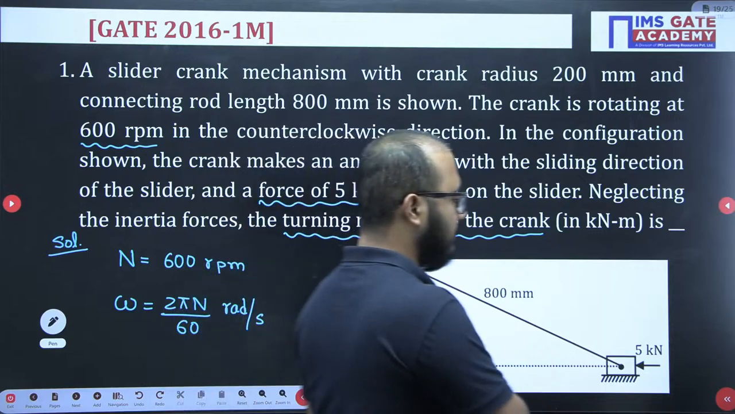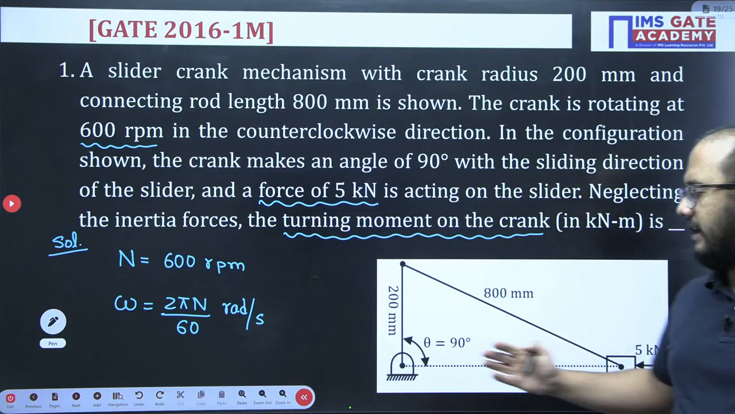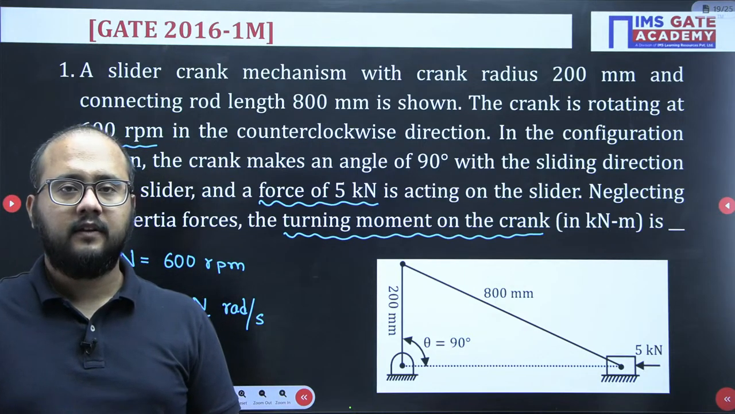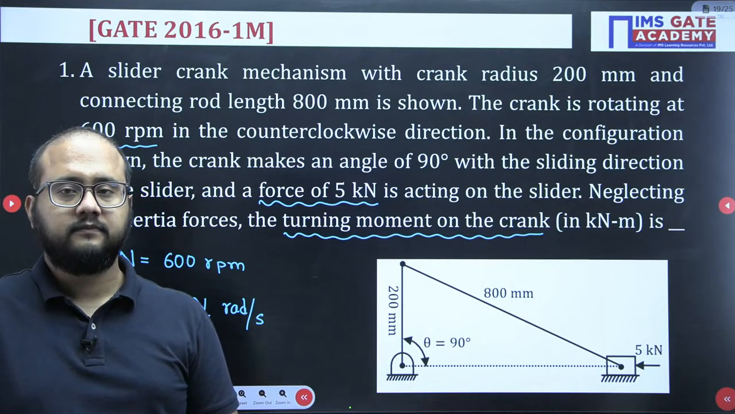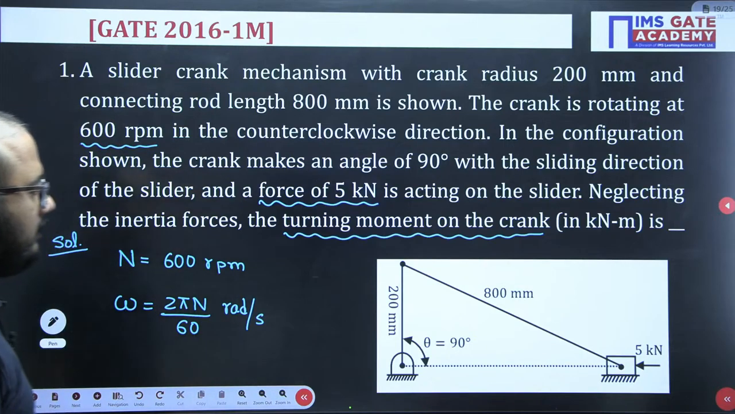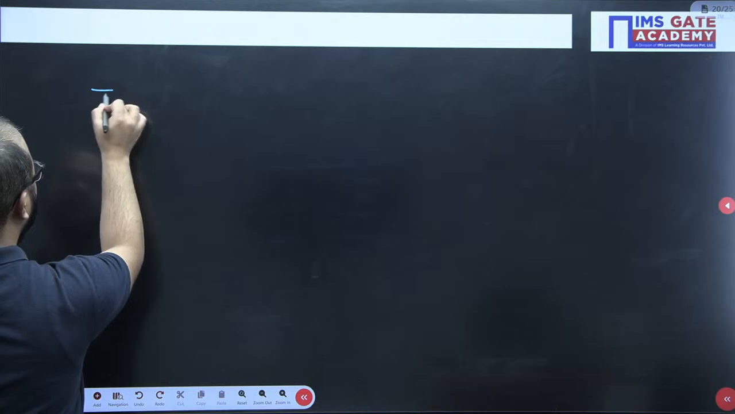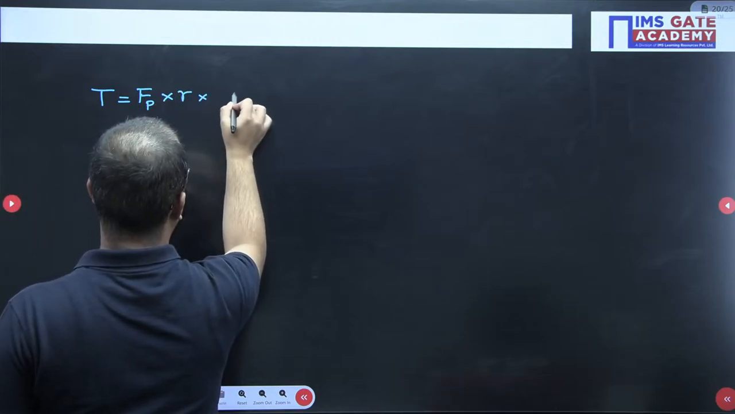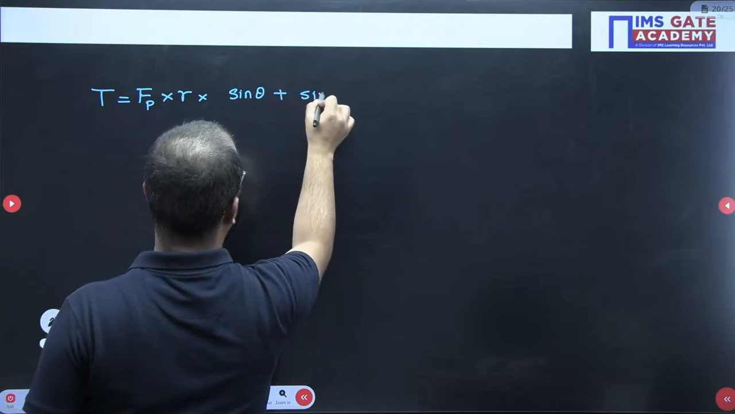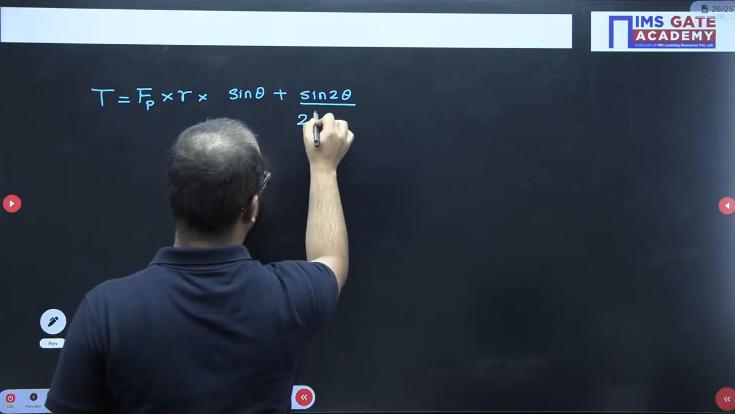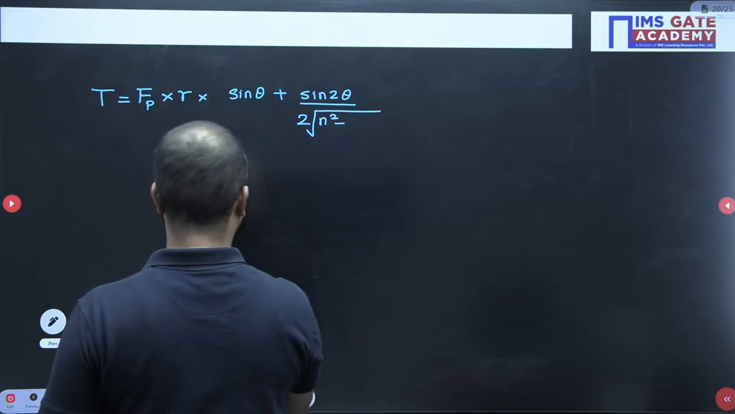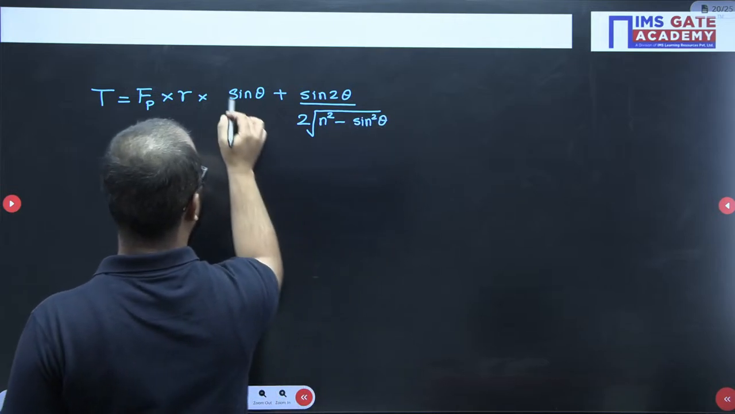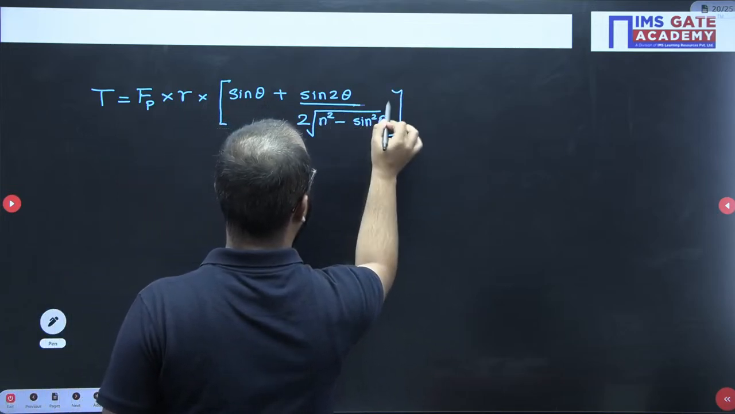And a very important part here is that the crank is at a 90 degree angle with respect to the sliding direction, right? Okay, everyone. So, the formula first of all: sin theta plus sin 2 theta divided by 2 into under root n square minus sin square theta. This is the formula we are having, right?